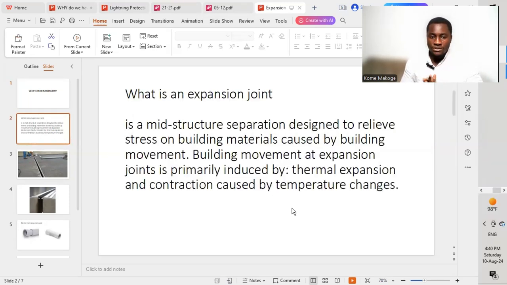So what is an expansion joint? It's a mid-structure separation designed to relieve stress on building materials caused by building movement. So when we have the building moving back and forth during the expansion, this is what the definition is talking about. Building movement at expansion joints is primarily induced by thermal expansion and contraction caused by temperature changes.